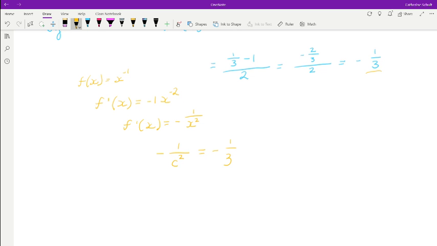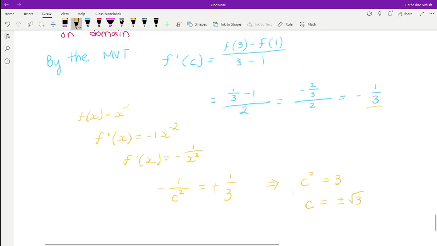Okay, so that's kind of nice. Let's see, a couple of things happen. Minus, minus, we can kind of cancel them. We can do a little cross multiply, if you will. And essentially this becomes c squared is equal to 3. So we can use the square root property again. C is equal to plus or minus root 3. All right, so those are our candidates.